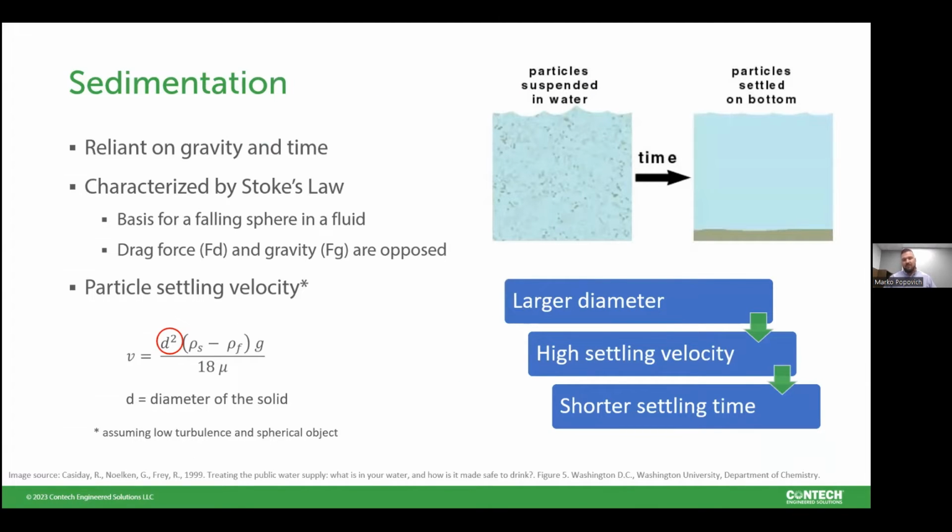So I mentioned gravity separation. We'll refer to that as sedimentation. Sedimentation, for the purposes of stormwater, is the separation of solids from water by the force of gravity. We characterize this with Stokes' law here, and it's important to note, you don't necessarily need to know this equation in and out, but the particle size diameter is highlighted here to show that when we go larger with particles and we're trying to get those suspended particles out of that water and get them settled, obviously a big particle is going to settle much quicker. So larger diameter equals higher settling velocity, which therefore means shorter settling time.